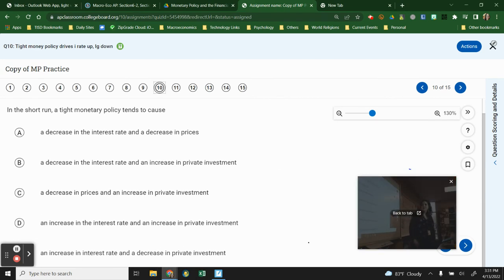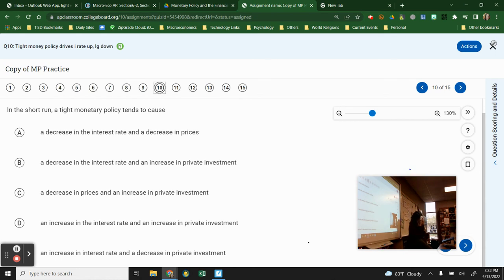In the short run, a tight monetary policy tends to cause... What is tight monetary policy? Contractionary. What's the synonym for expansionary? Easy. Okay, so easy money policy is expansionary. Tight money policy is contractionary. The synonyms for expansionary are easy and loose, and contractionary is tight, but they are antonyms of each other.